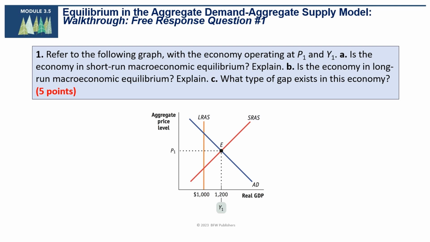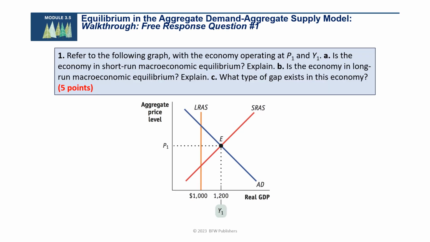It says, okay, refer to that graph. P1, Y1 at that level of equilibrium. Is the economy in short-run macroeconomic equilibrium? Yes or no, and explain. You can't just say yes or no. And B, is the economy in long-run macroeconomic equilibrium? Explain. Then what type of gap exists in this economy? What type of gap? So take a moment, think about this one, pause the video, and then look at the answer. But don't look at the answer until you try to figure it out yourself.